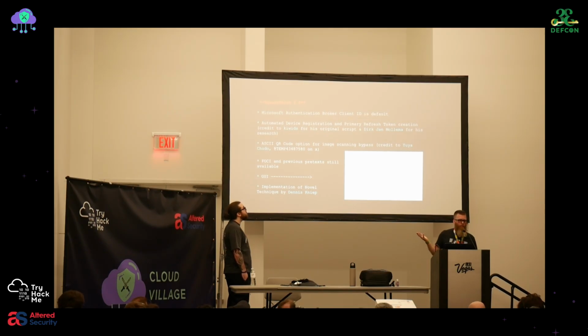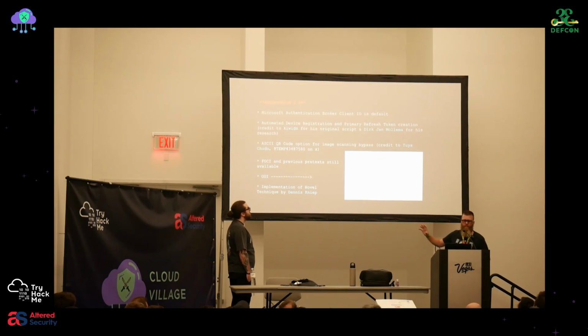So SquarePhish 2.0, what did we change, right? Microsoft Authentication Broker Client ID is default because we assume everybody's going to be after that primary refresh token. Device registration and primary refresh token creation are all automated. Keywids and Dirk-Jan Mollema had their research out, so credits to them for that. Our teammate at the last place, Yo-Yo Chudo, added an ASCII QR code option, and that helps get by a little bit sneakier. Doesn't always get scanned that way, so it's a way to get your QR code through. It looks a little bit different, but it's still a scannable QR code that won't necessarily get caught.